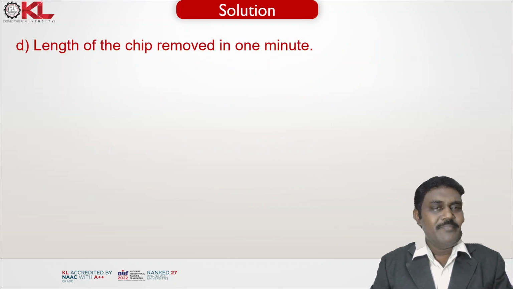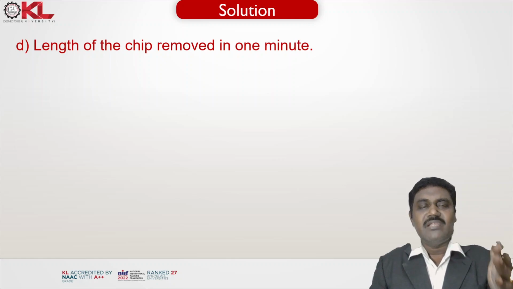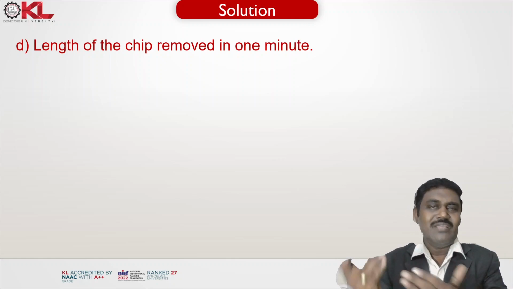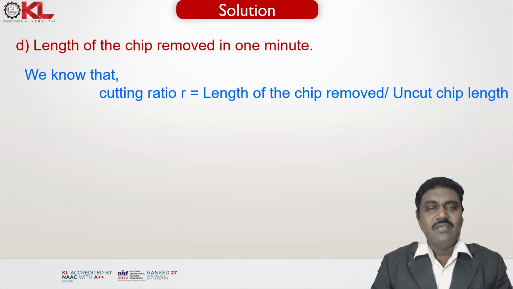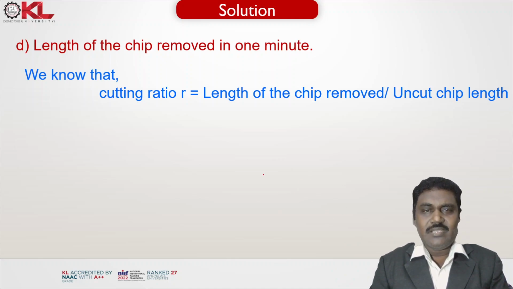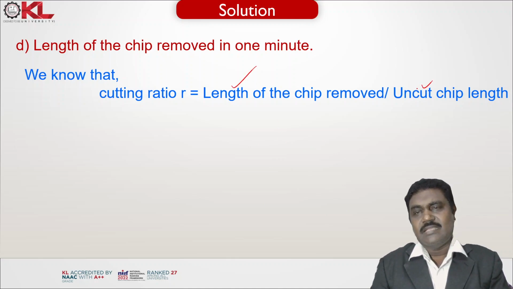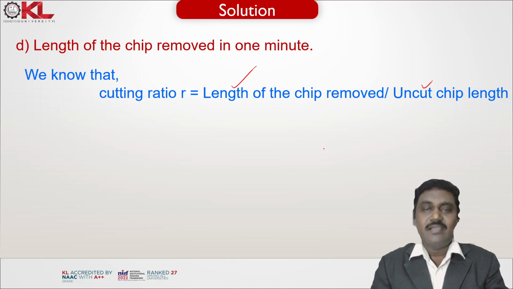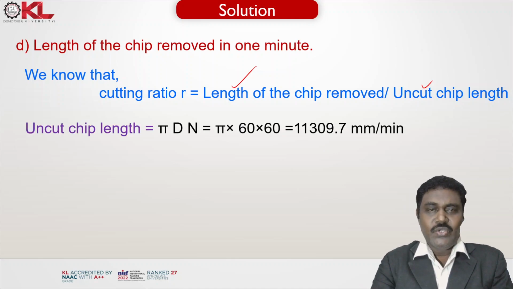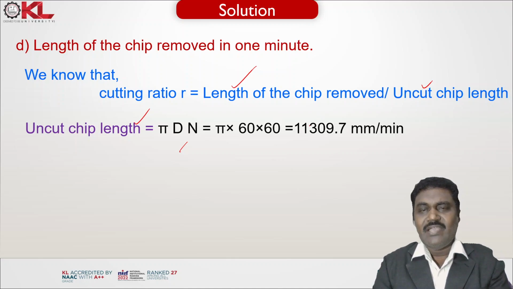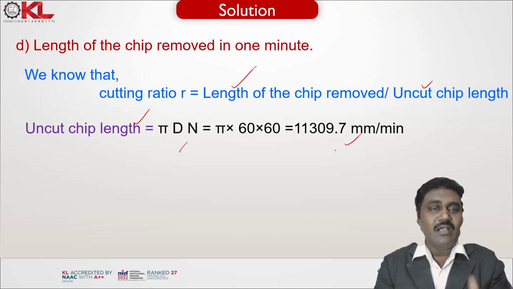Okay, next the D parameter, length of the chip removed in 1 minute. You are going to find out how much length of the chip is removed in 1 minute. So we know that the cutting ratio r is equal to length of the chip removed divided by uncut chip length. That is the cutting ratio. So we know the uncut chip length. You can find out the uncut chip length by using this formula, pi DN, that is equal to pi into 60 into 60. You can simplify and obtain 11,309.7 mm per minute. That is the uncut chip length.